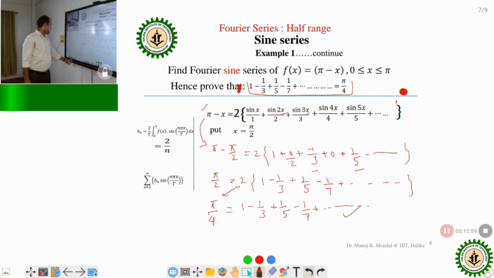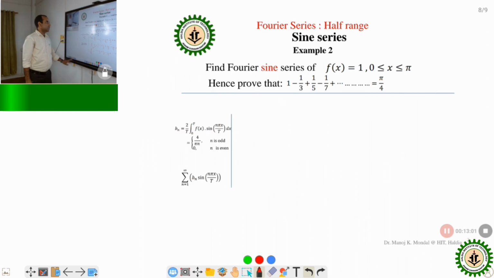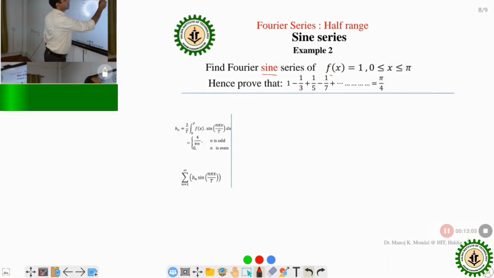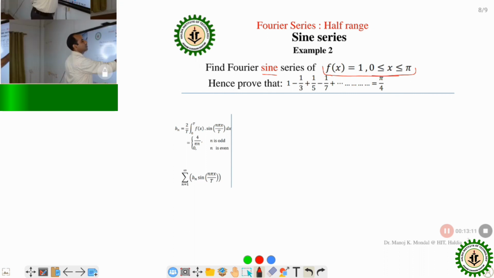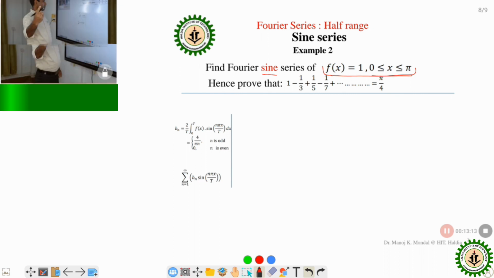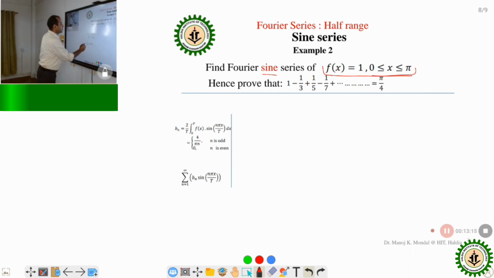Now we continue with another problem, the second problem. Another sine series. Suppose we consider another example, f(x) equal to 1, defined on the interval 0 to pi. Similarly, this will be our series, f(x) equals this series, and we have to find out the function value of bn. This is the definition of bn.